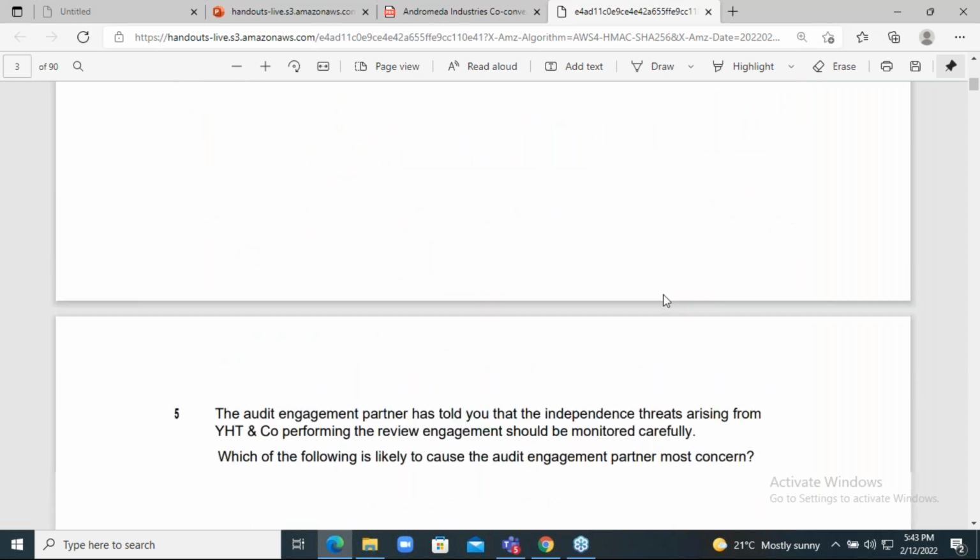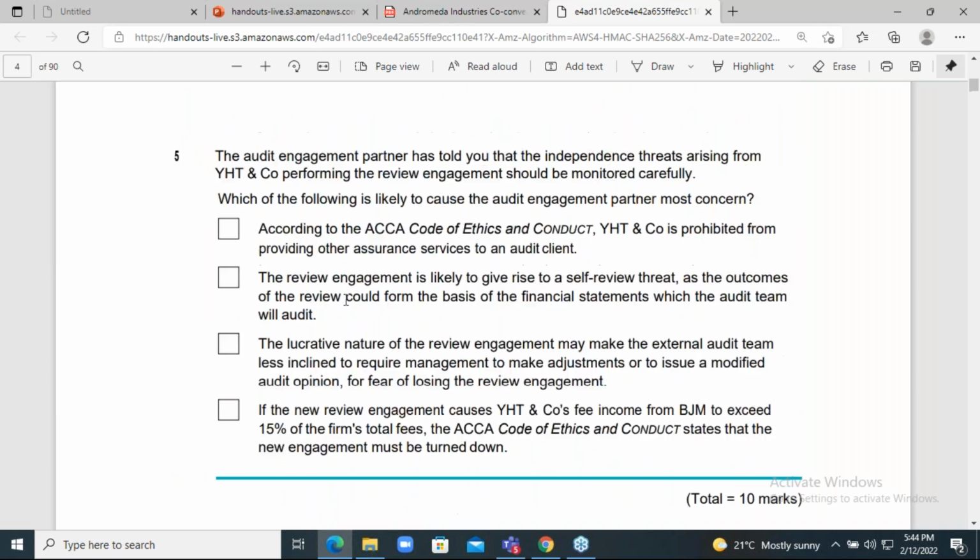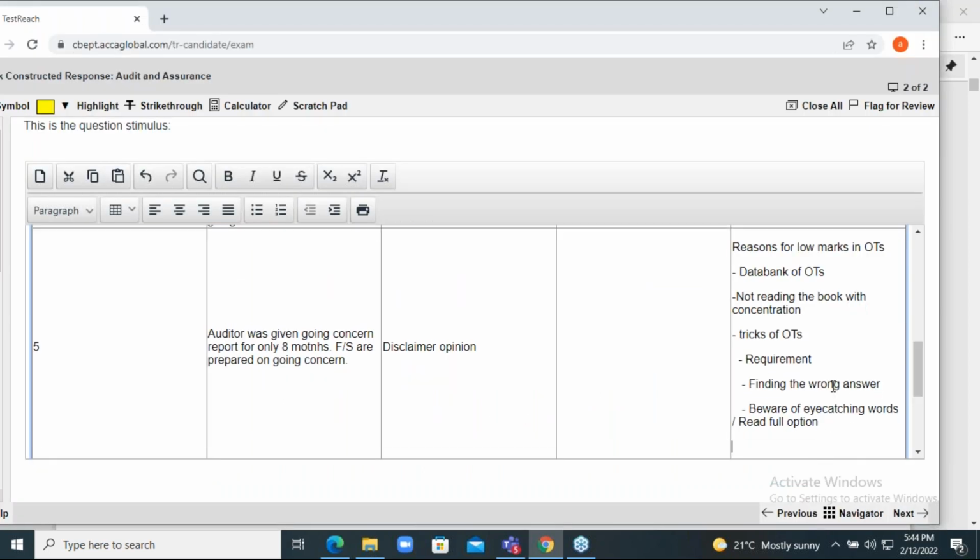So why couldn't most of the students click on the right option? Because there was an eye-catching word, self-review threat. We like to learn or listen to these words. But the most important point is why you missed the right answer. Now, what is the lesson learned? Don't miss the data in OTs.